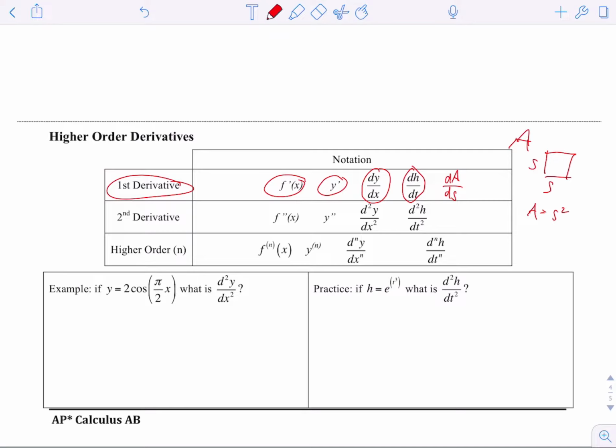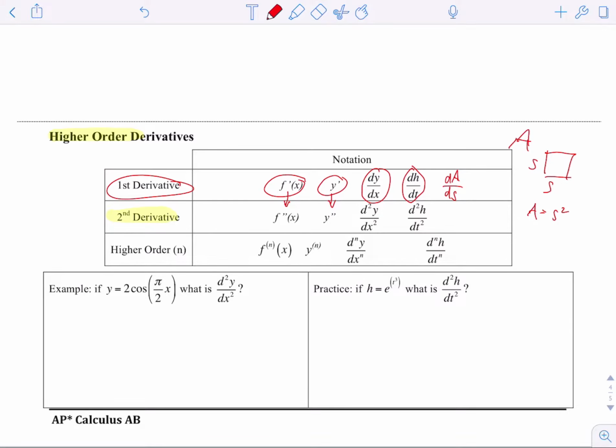Now, here's the new stuff. Higher order, there's the second derivative and beyond. So, second derivative, take a look at this. F prime of x turns into f double prime of x. Y prime turns into y double prime. Now here's where it gets a little weird.